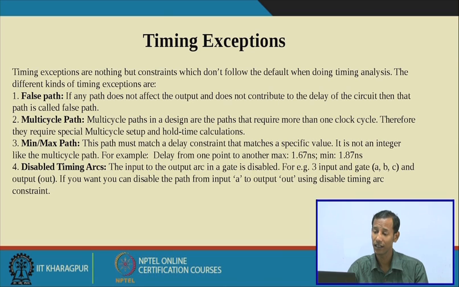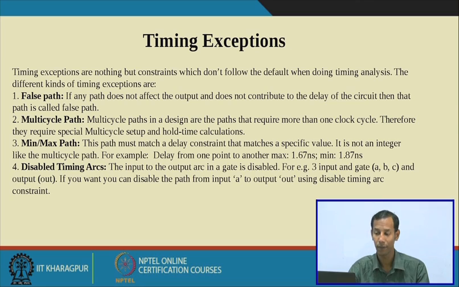So what is a multi-cycle path? Multi-cycle paths in a design are the paths that require more than one clock cycle. We will see examples, and at that time it will be much clearer. They require special multi-cycle setup and hold time calculation. Then there are min and max paths, where the paths must match a delay constraint with a specific value. It is not an integer like the multi-cycle path. For example, the delay from one point to another point has a max of 1.67 and a min of 1.87 nanoseconds.